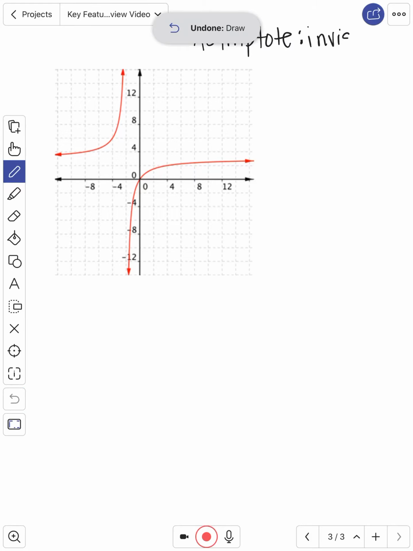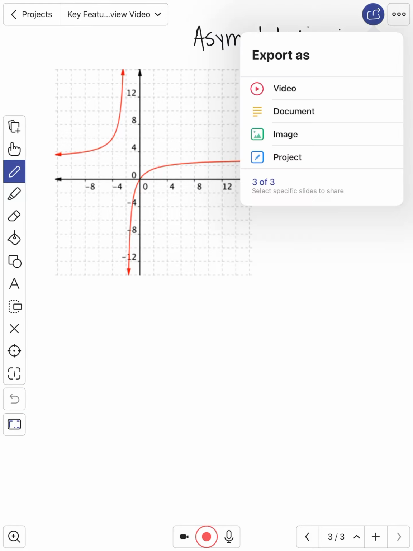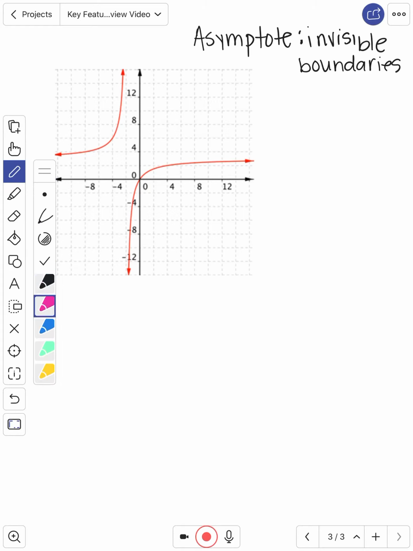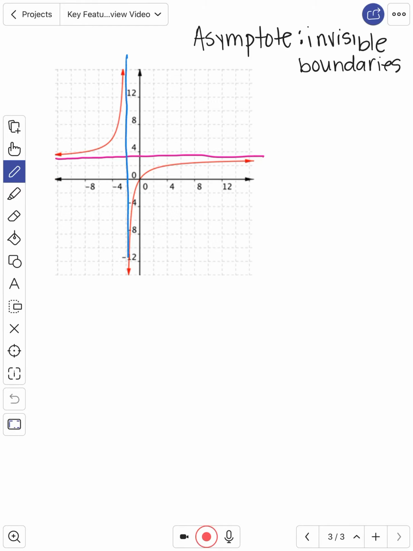Invisible boundary. So an invisible boundary is like we can clearly see that this graph is not going to cross over that particular line. So if I look right here, I can see that there is an invisible boundary that is horizontal. And I can also see an invisible boundary that is vertical, which means that that line is going to get close and close and close as it can to it, but it's never going to cross over it.